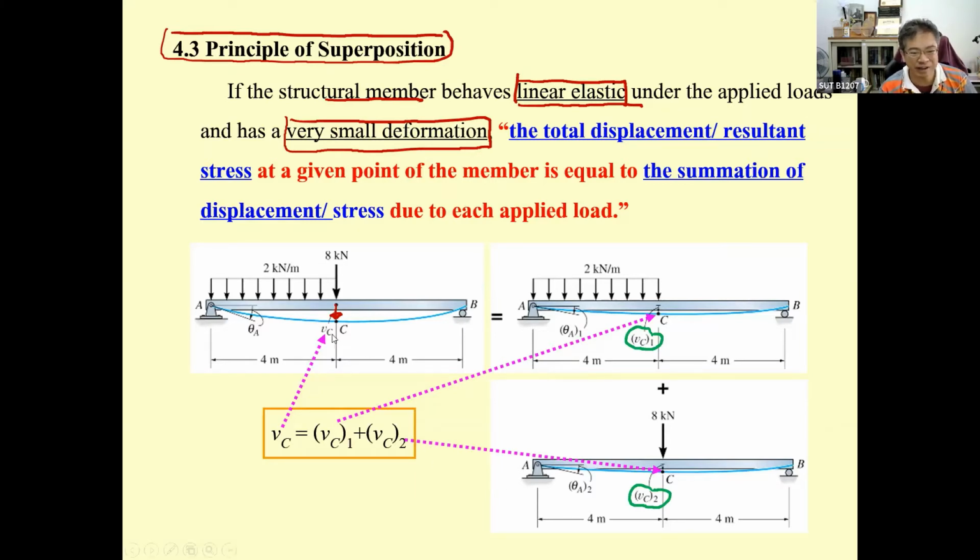V sub C equals V sub C1 plus V sub C2, but determining V sub C directly is hard. We have to separate it into easier cases and combine them.